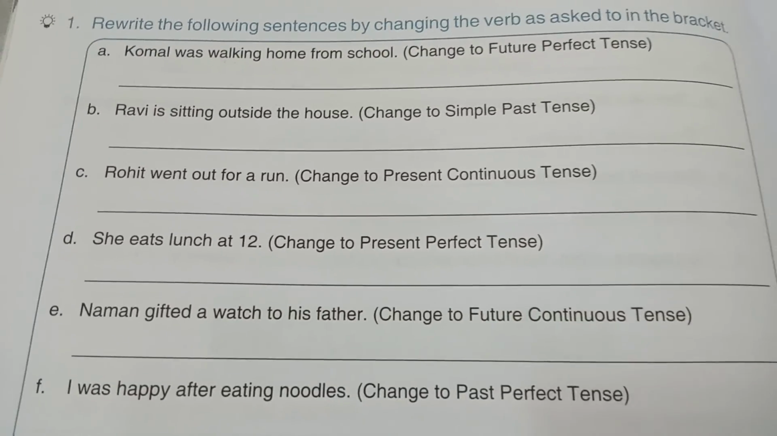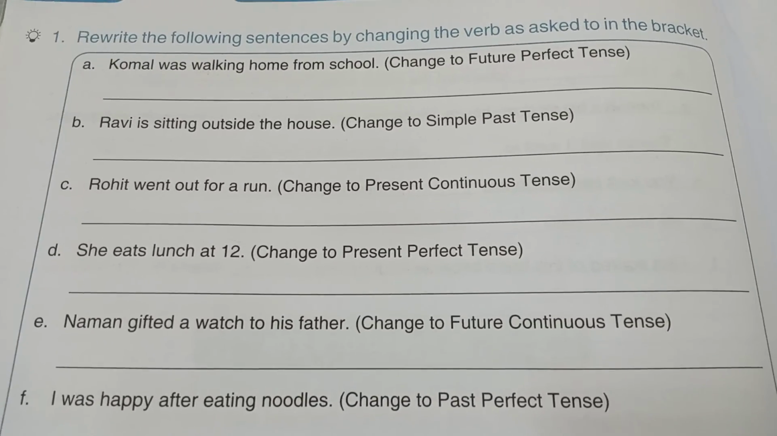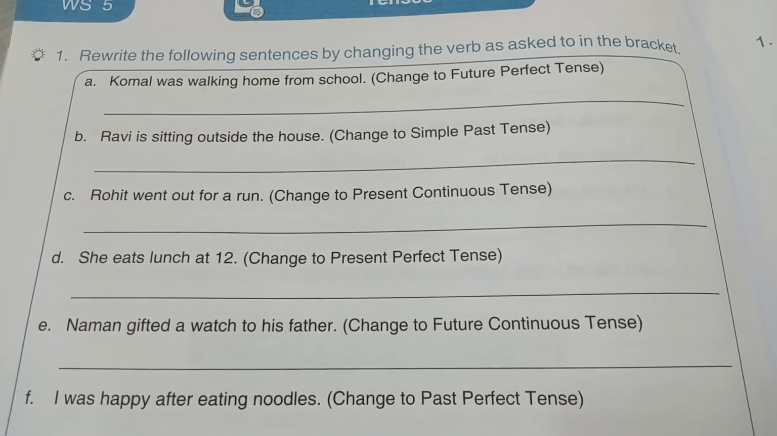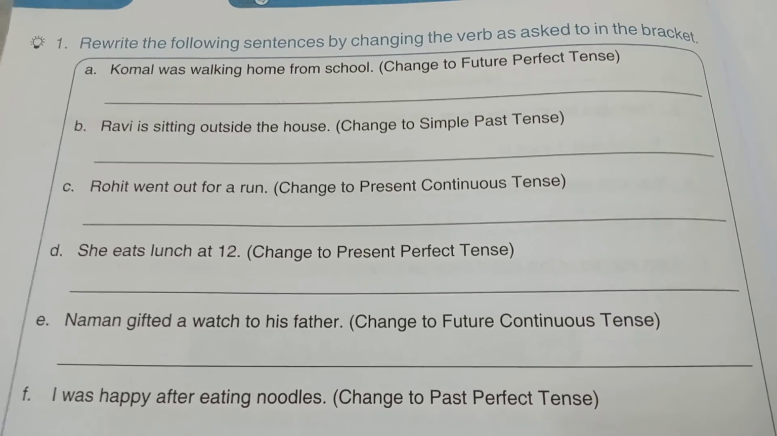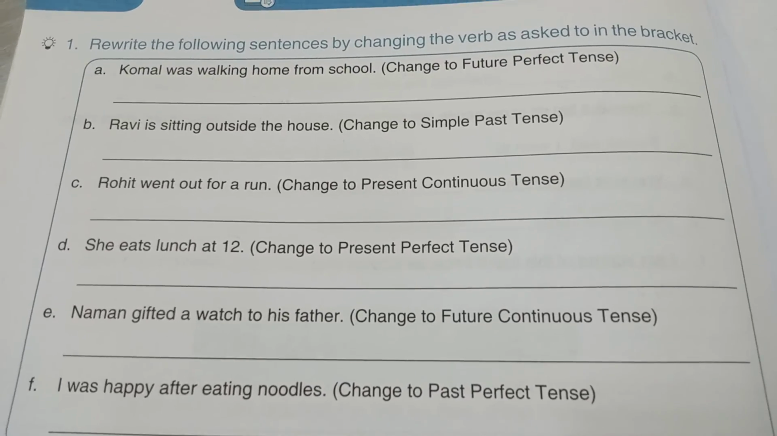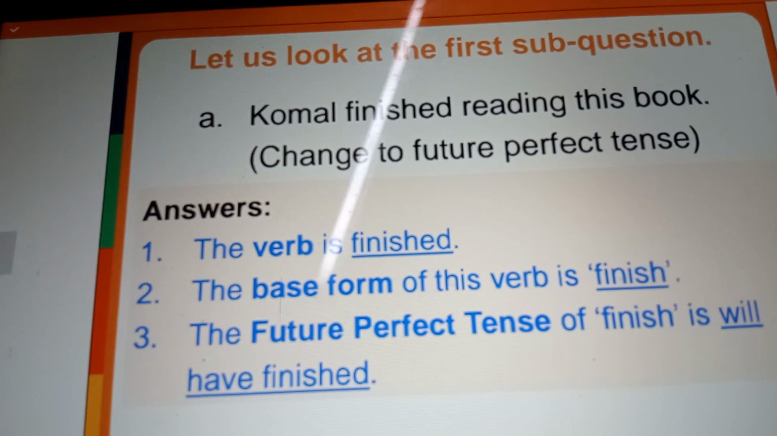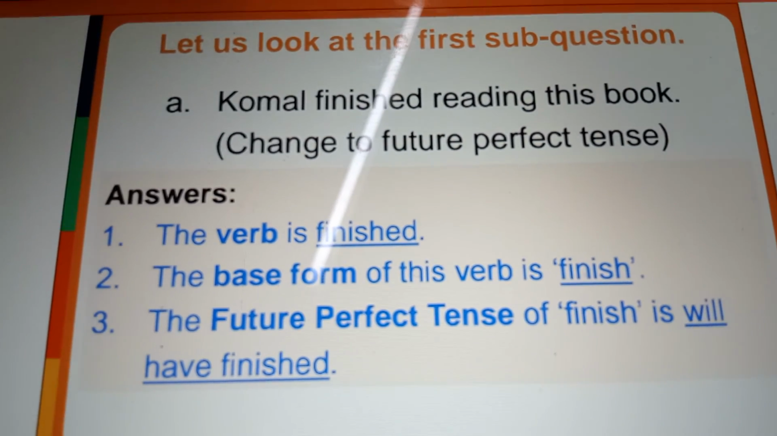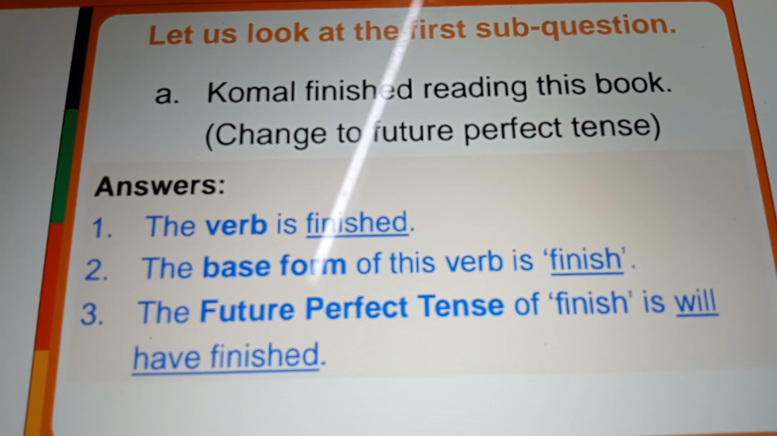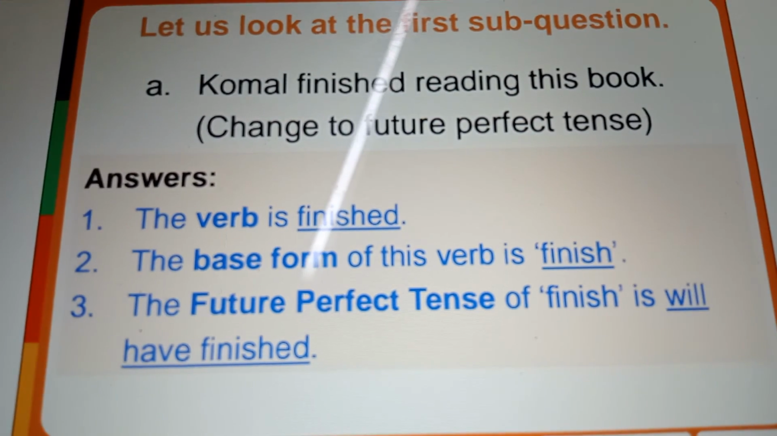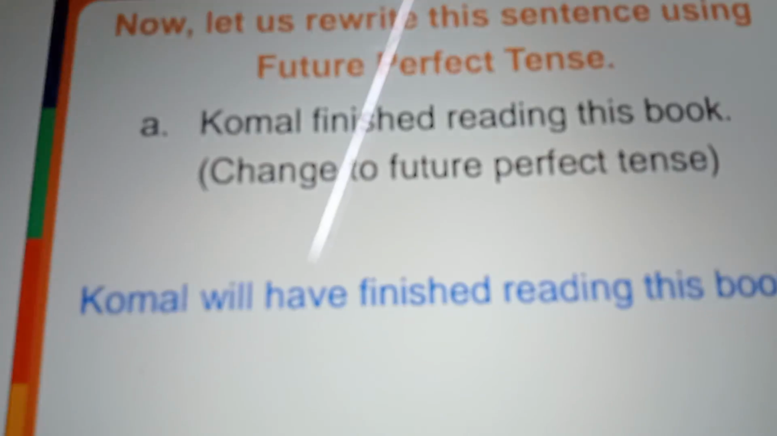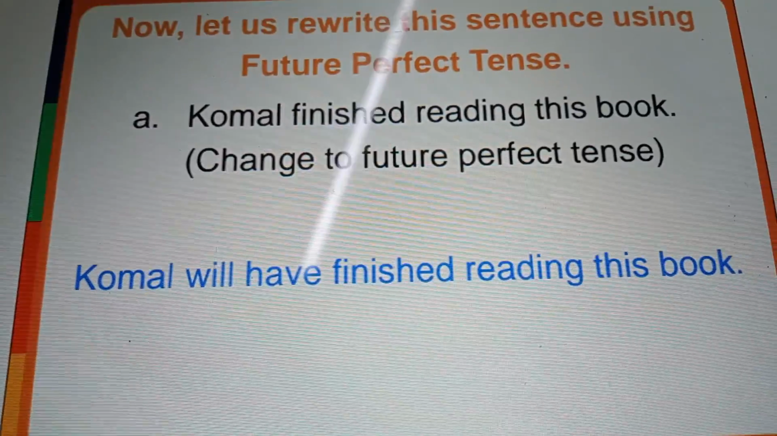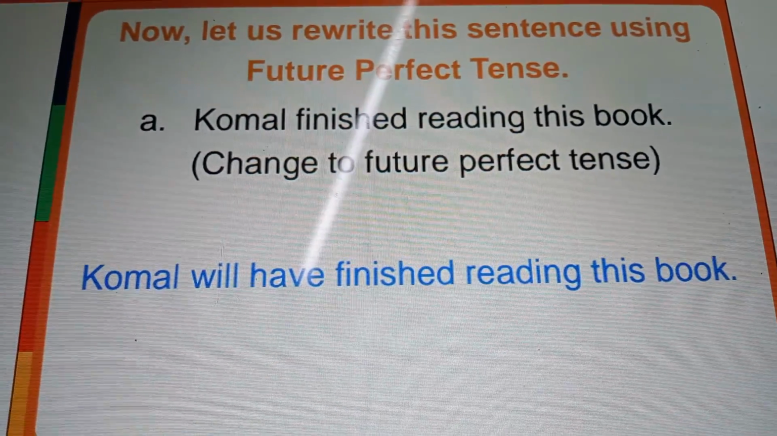You have to complete the related verbs. Take worksheet number 5, question number 1. See the first one, Komal finished reading this book. You have to change it to the future perfect tense. See the example for that. The verb is finished. The base form of the verb is finish. Now we are going to change it to the future perfect: will have finished. Now, let us rewrite this sentence using future perfect tense. Komal will have finished reading this book.